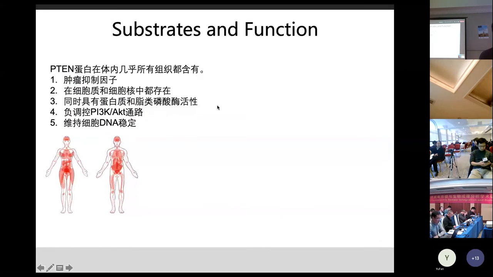Next, I want to show what kind of substrates PTEN can attract, because different substrates may reflect different functions. PTEN appears in almost every cell in the human body. It has many functions as a tumor suppressor, and it appears in the cytoplasm and also in the nucleus.